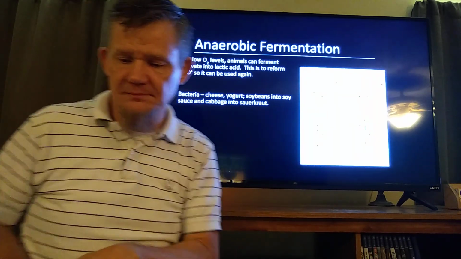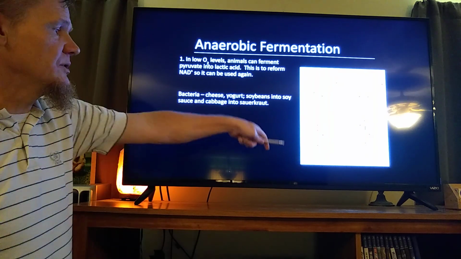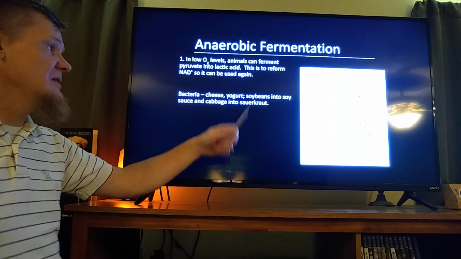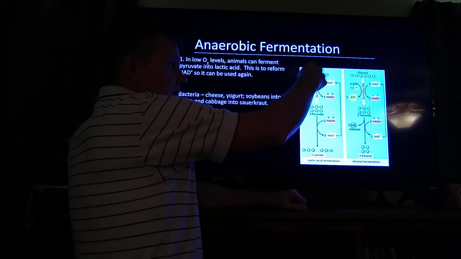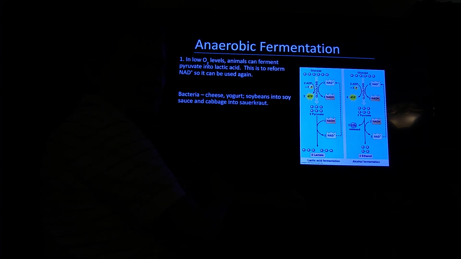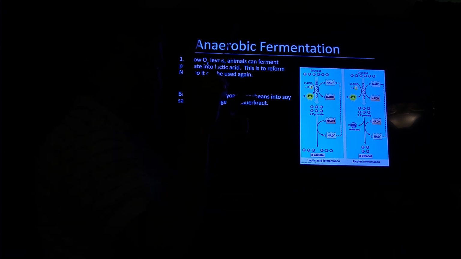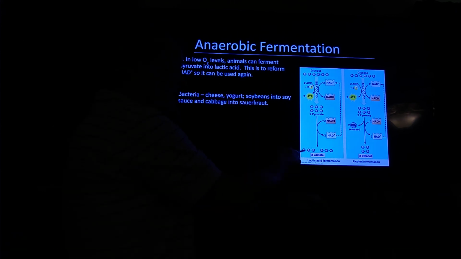Lactic acid buildup. Some bacteria will do lactic acid fermentation to make cheese and yogurt. You can do it with soybeans to make soy sauce. And lots of cultures will turn cabbage into a sour product. Sauerkraut in German culture, kimchi in Korean cultures. Lots of cultures will ferment vegetables so that they keep, so they last longer. And the way you ferment them is by making them do cellular respiration without being able to finish it. And so you turn into this stuff called lactic acid.